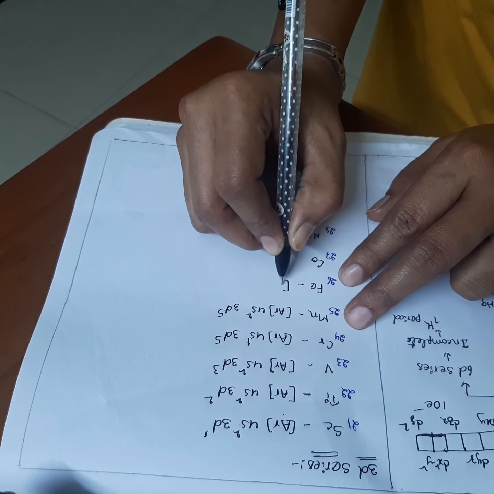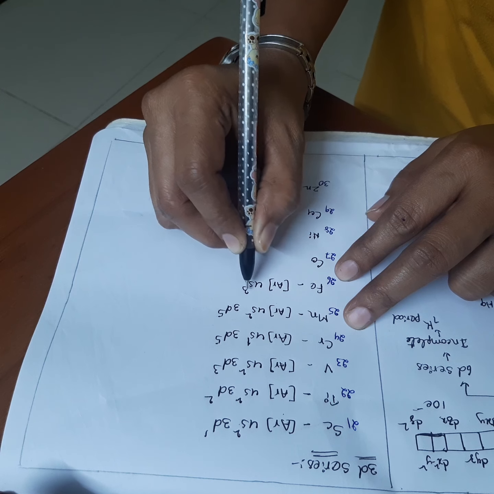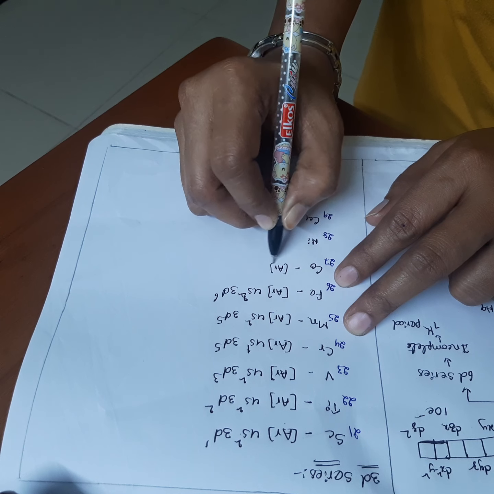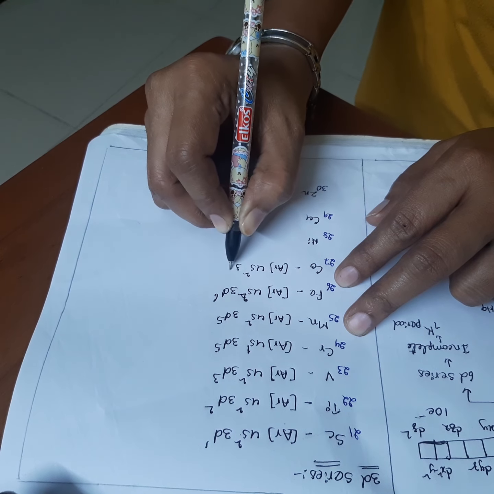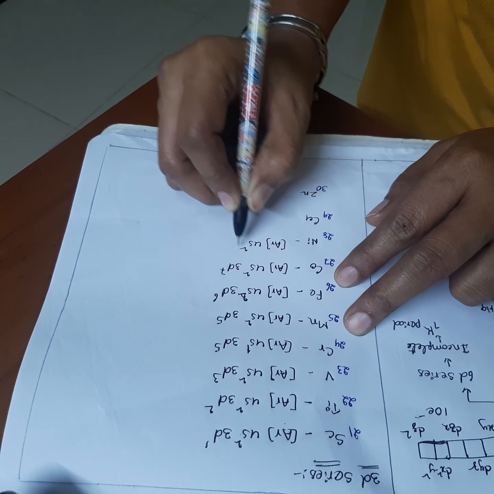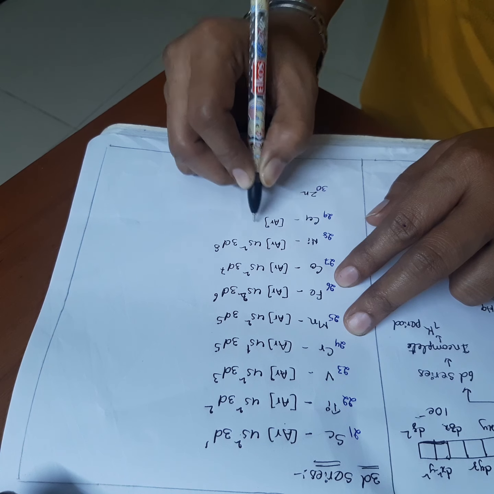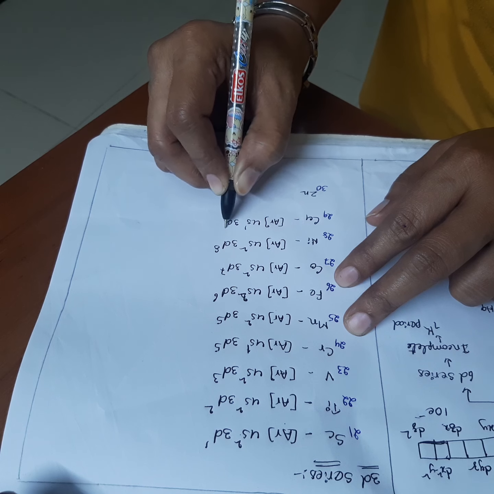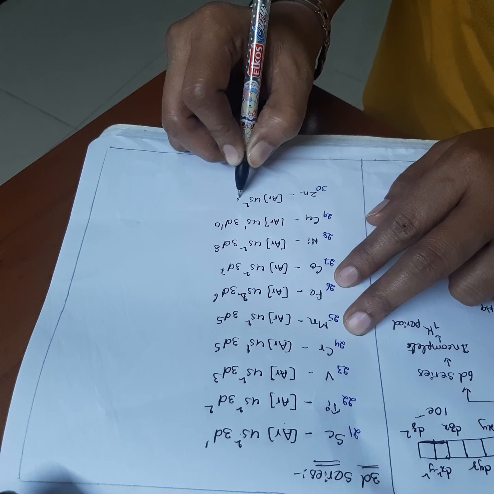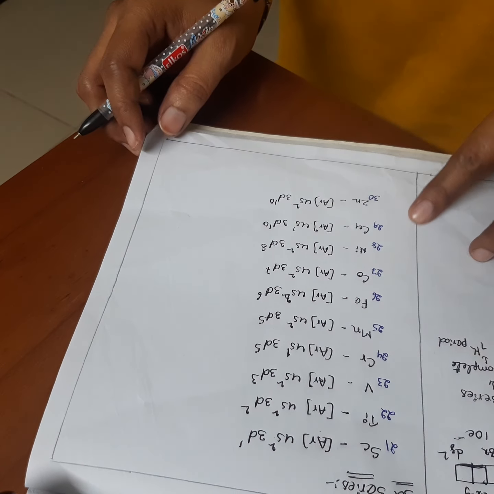And the iron electronic configuration is argon 4s2 3d6. For cobalt, argon 4s2 3d7. For nickel, argon 4s2 3d8. For copper, argon 4s1 3d10. And for zinc, argon 4s2 3d10. So this is the electronic configuration of the 3d series of elements.